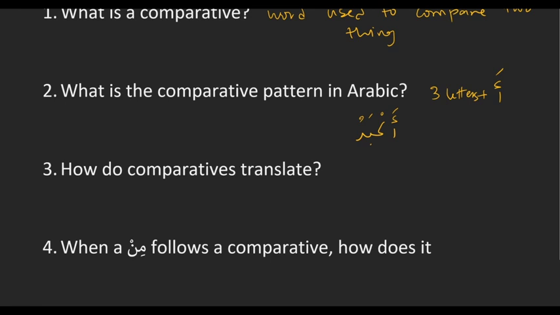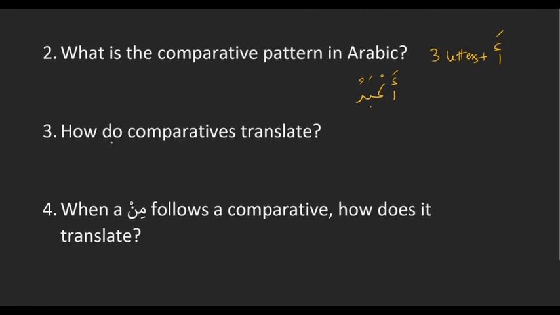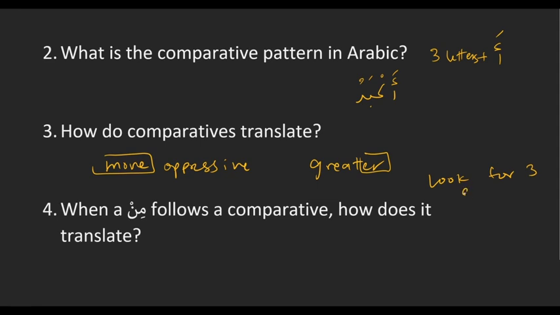Okay, and how do comparatives translate? More something, or ER. More something, like more oppressive. Or with an ER, meaning greater. We have great, and then we add an ER to it. Greater. And the way we get the core meaning in the Arabic is we look at the comparative and see the 3 letters and see if there's a word that we know that shares the 3 letters in common. Yeah, exactly. So look for 3 shared letters.